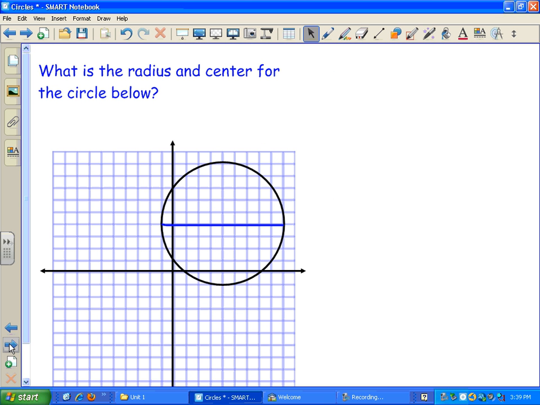So what I'd like you to do is find the radius and the center for the circle below. So go ahead and try this, and when you're ready, come back and we'll see how you did.